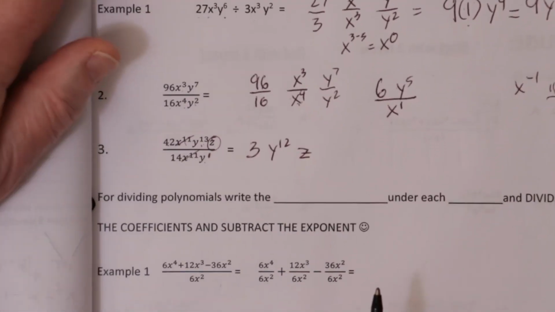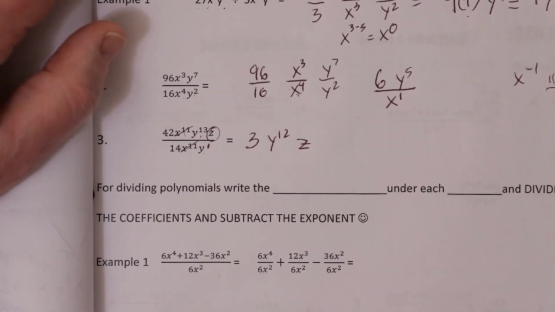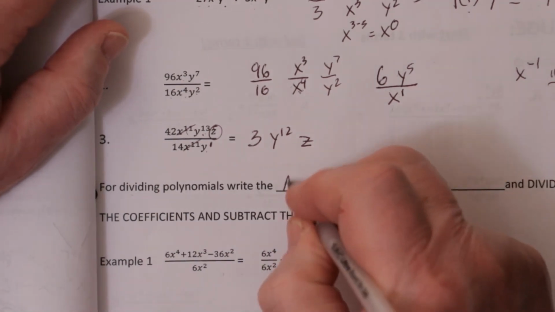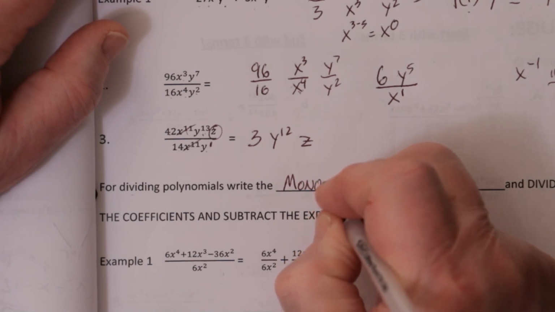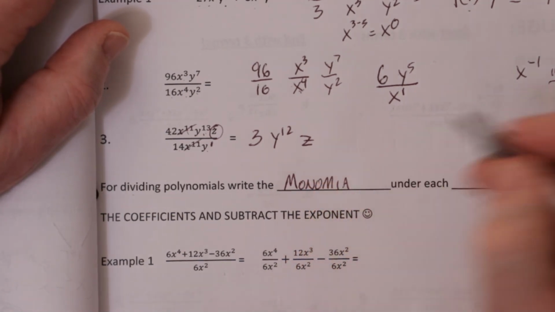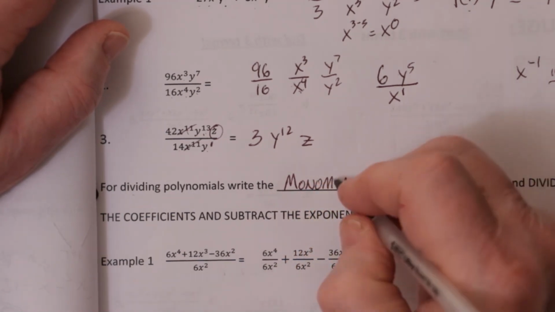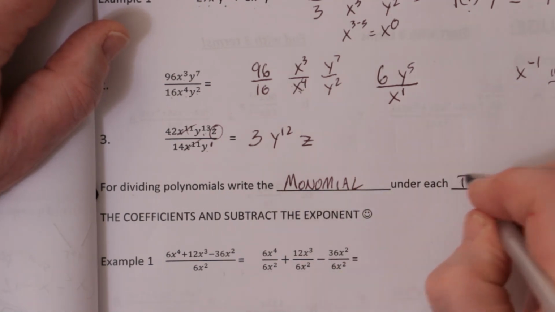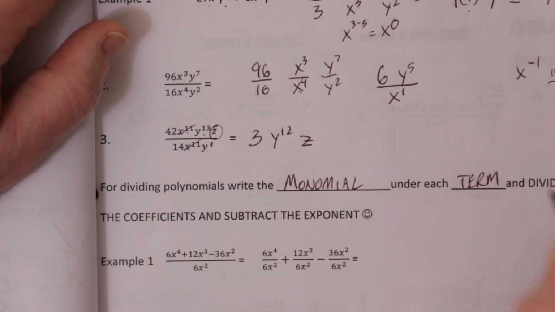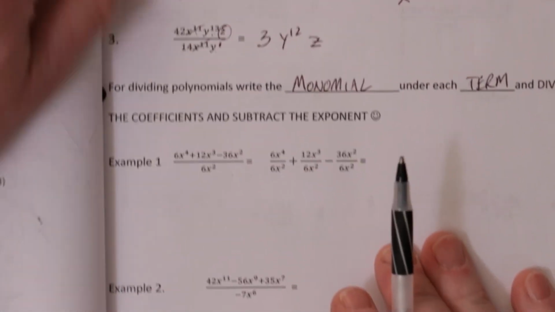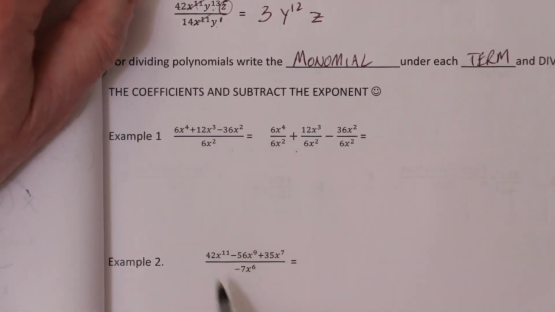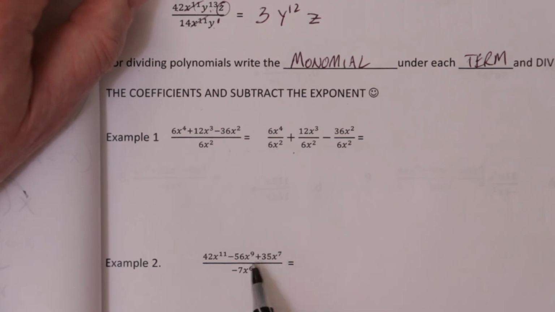And then we're going to do some dividing of a polynomial by a monomial. So you want to write the monomial, the one term, underneath. Can't spell monomial today. That's not good. Monomial. Underneath each term. And then divide the coefficients, subtract the exponents, just like we did up above. Okay, so I kind of did the first one for you to show what it looks like. And then I'll show you what I would anticipate on your paper from the next one.